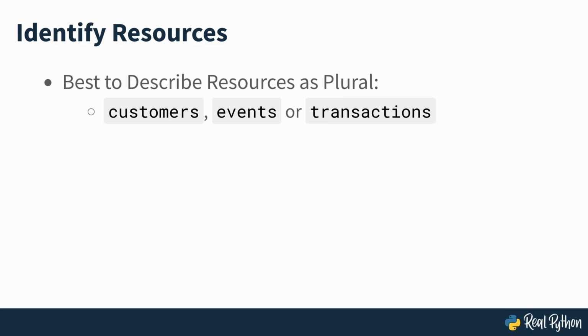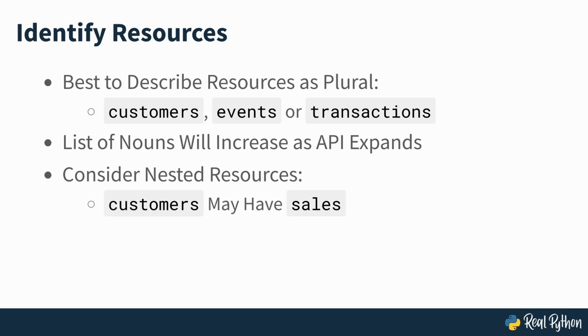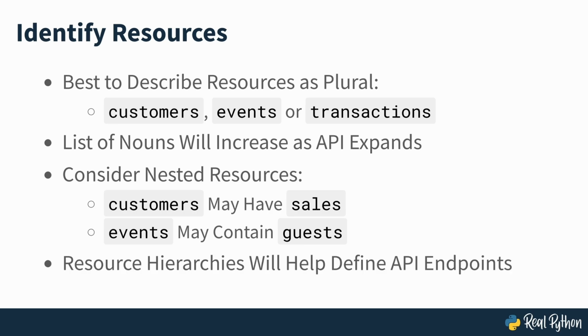As you identify different resources in your web service, you'll build out a list of nouns that describe the different data users can manage in the API. As you do this, make sure to consider any nested resources. For example, customers may have sales, or events may contain guests. Establishing these resource hierarchies will help when you define API endpoints.